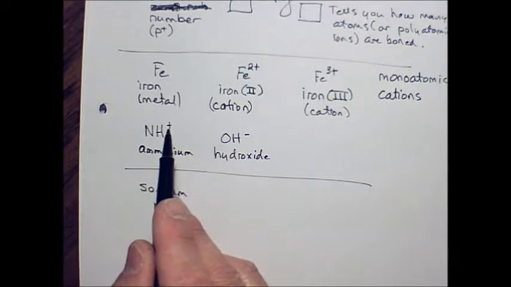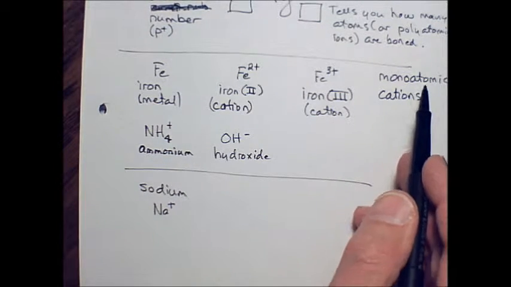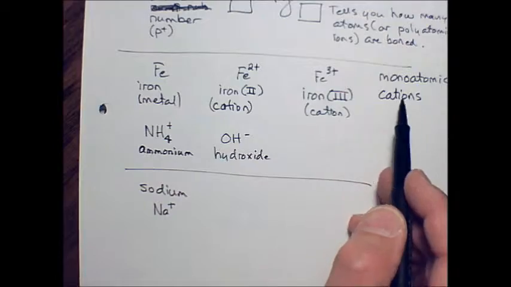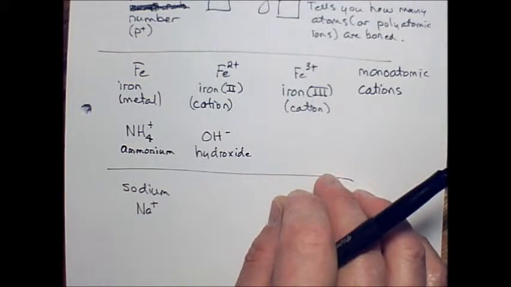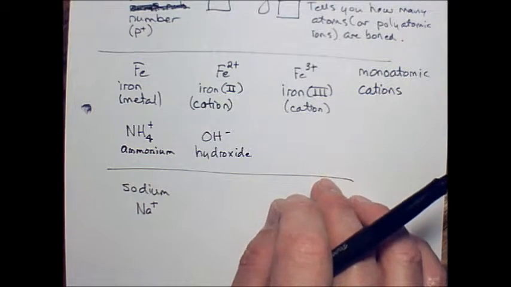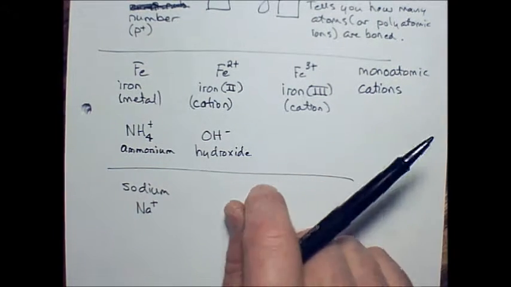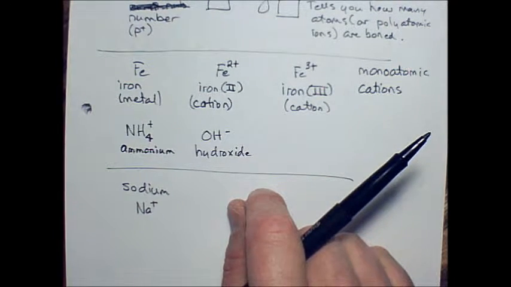Ammonium is another thing that's positive. This is sodium, the ion. It is a monoatomic cation because it's 1 atom with a positive charge. An ion is a positively or negatively charged particle. The prefix cat- means positive and the prefix an- means negative. Okay? Yes?